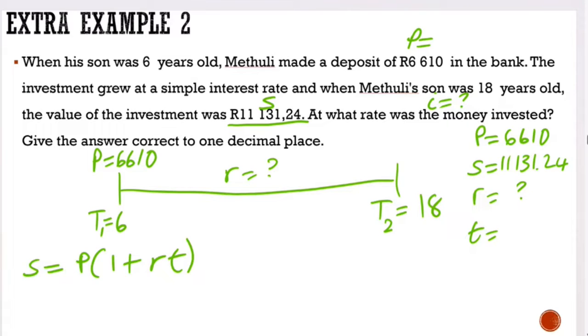Okay, 18 minus 6, that is going to give us 12. So your T is 12. So some of the information is implicitly given. It's not that you are given 2 times. You just need to be able to understand the story. Okay, what is the story?